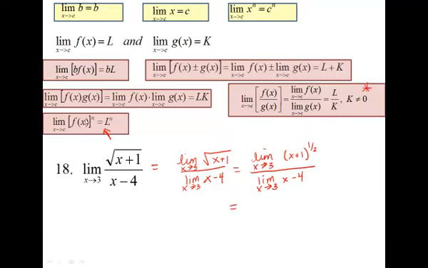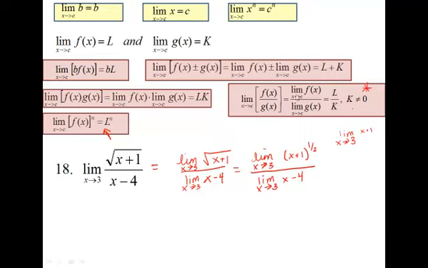If you have a function to any kind of degree, you can go ahead and just find out what is the limit of that inner function. So I'm going to go off to the side here, and I'm just going to calculate, well, what is the limit of that inner function? So what is the limit as x approaches 3 of x plus 1?